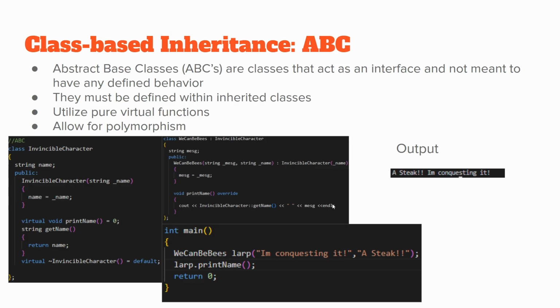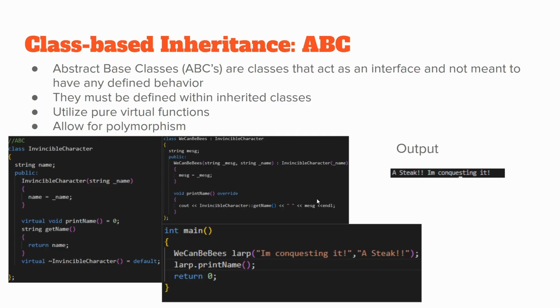Now we'll go over abstract base classes. Abstract base classes, or as I like to refer to them, ABCs, are classes that act as an interface and are not meant to have any defined behavior. They are meant to be defined and must be defined within inherited classes, and they utilize pure virtual functions and also allow for polymorphism similar to the previous examples, which again I'll discuss later.